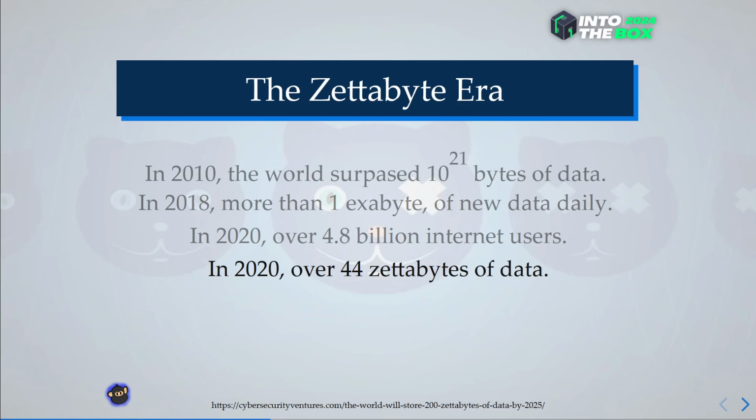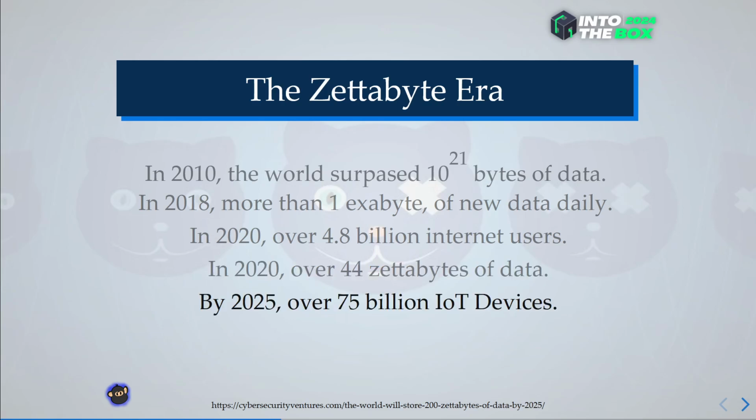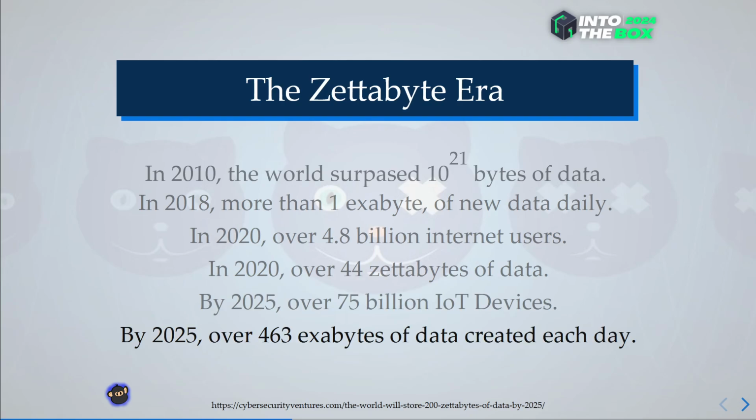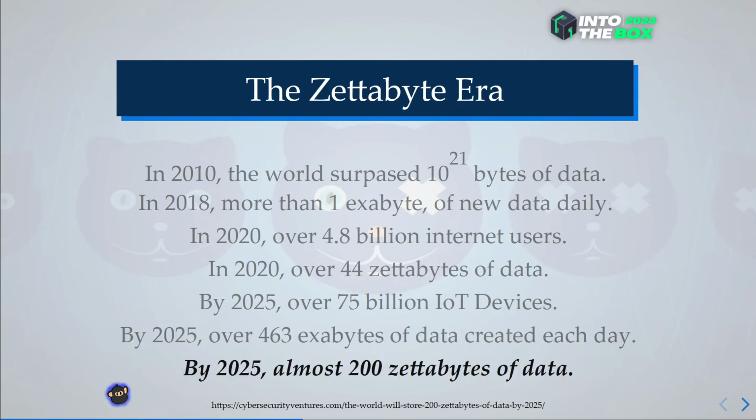Now, with all of our internet security cameras and every device you can think of being smart, like TVs or even my refrigerator, by next year we'll have over 75 billion IoT devices on the internet. And we'll be generating over 463 exabytes of data each day, with expectations to double that every couple of years. At that rate, 2025 will see almost 200 zettabytes of data.